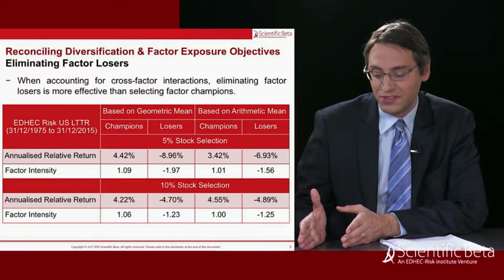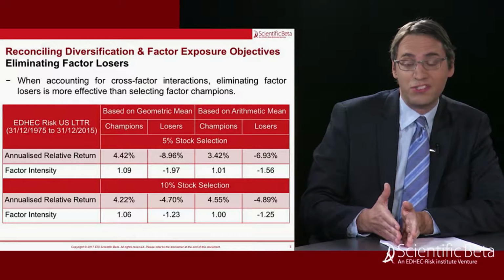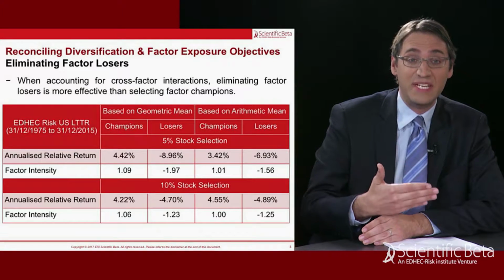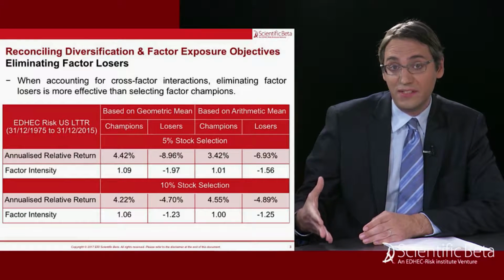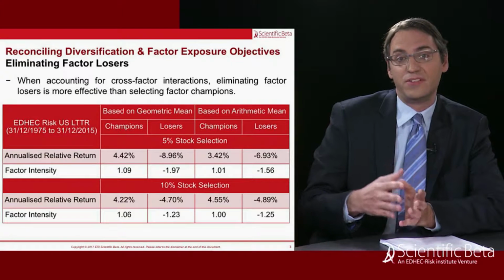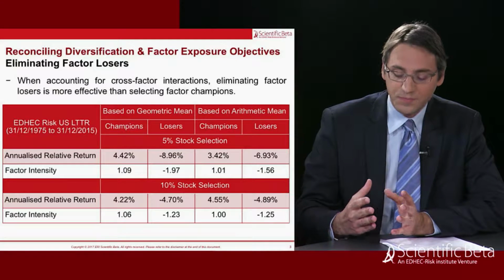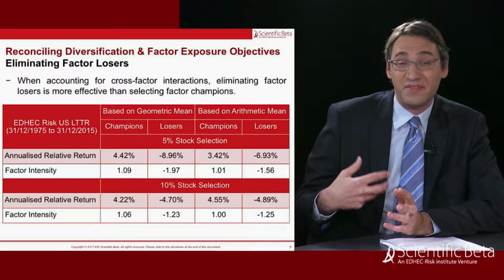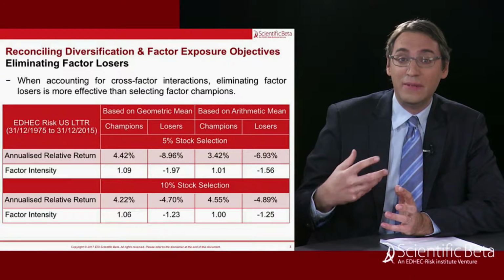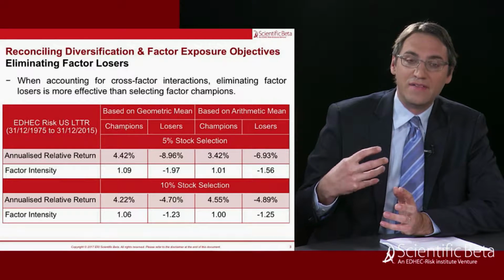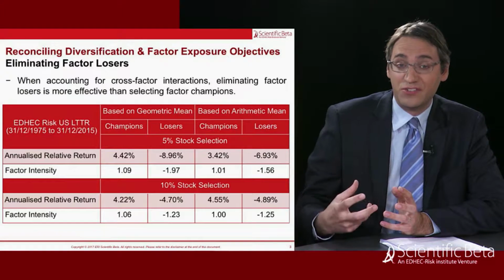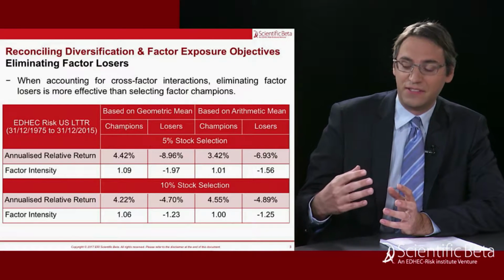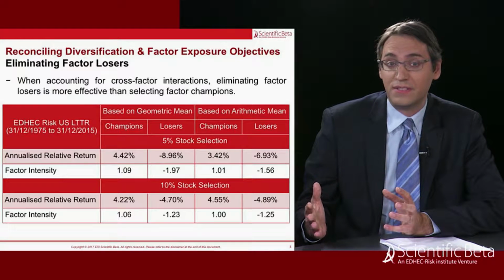So this is an interesting question. Is it actually of interest to concentrate in factor champions, or does it make more sense to just eliminate the factor losers? I provide a simple illustration here to look at this question. We just looked at champions and losers using different definitions. What you can see here is that when you account for cross-factor interactions, it's actually very attractive to do that by eliminating the factor losers. Factor losers have a very strong underperformance, and they have very negative factor intensity, factor intensity being just the sum of all the relevant factor exposures.